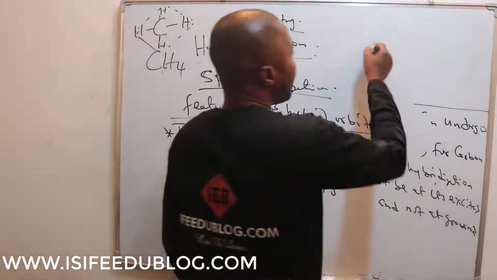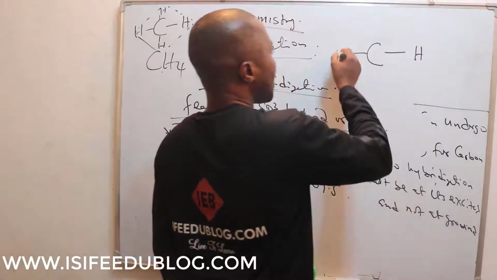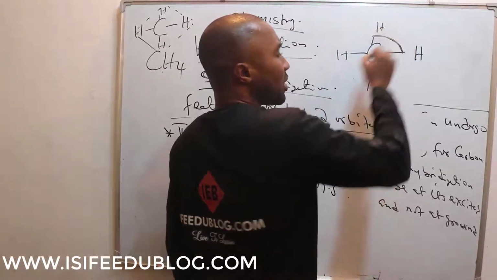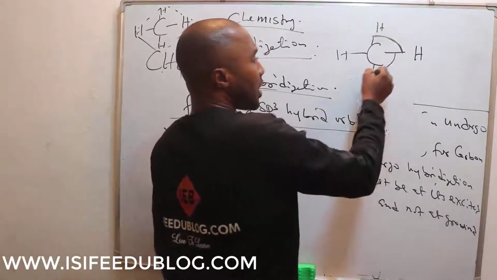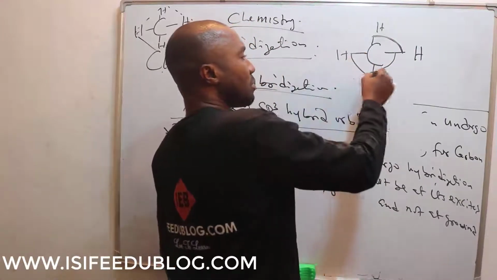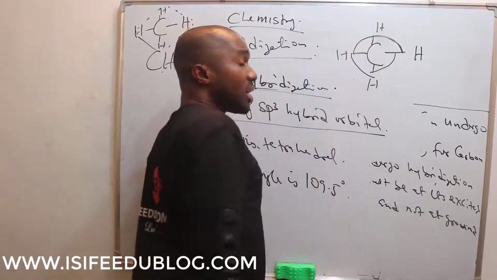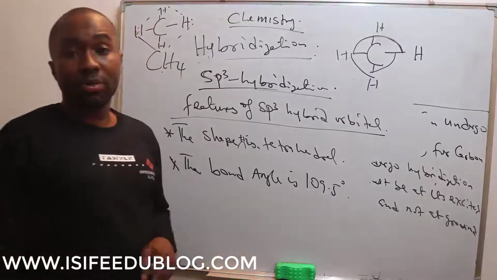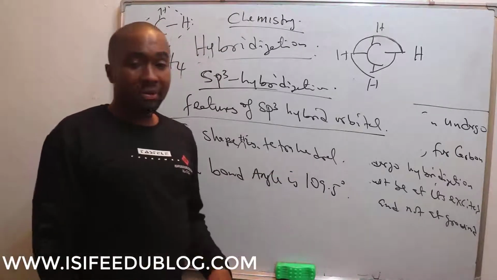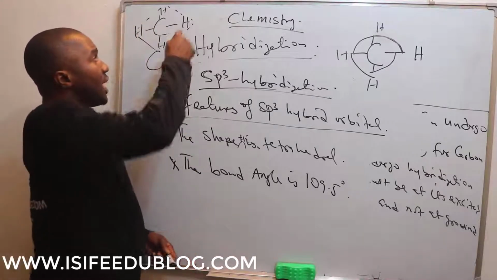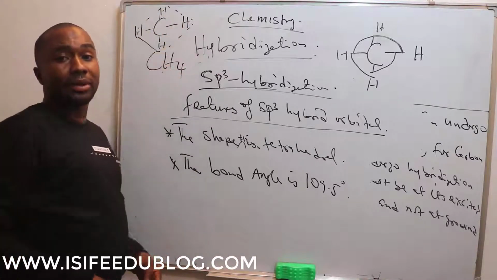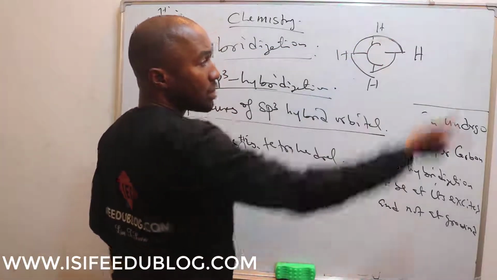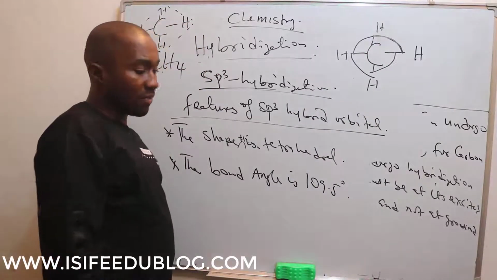For example, if you have this compound, carbon, hydrogen, hydrogen, hydrogen, the distance from here to here is a bond angle. So the bond angle for the SP3 hybrid orbital is 109.5 degrees. That is the orientation of the hydrogen in the structure of methane. The angle between the two hydrogens should be 109.5 degrees.